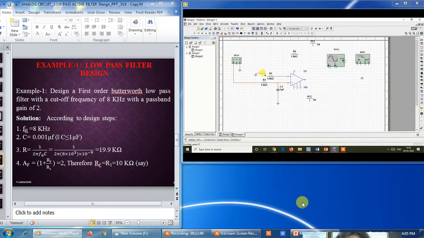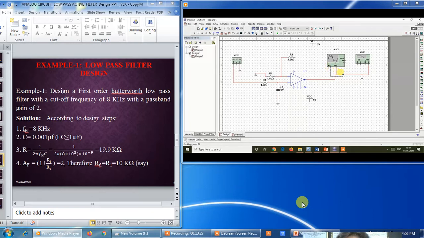And then connect it to one terminal of the resistance R1, and this is the other resistance, connected to the inverting terminal of the op-amp. And this is the output of the op-amp, connected to the CRO, and the negative terminal of that CRO is grounded, and the negative terminal of the Bode plotter is also grounded.